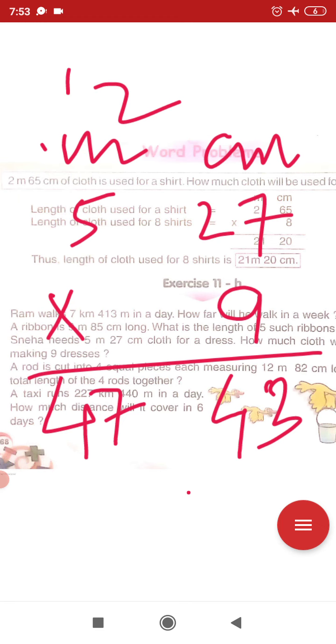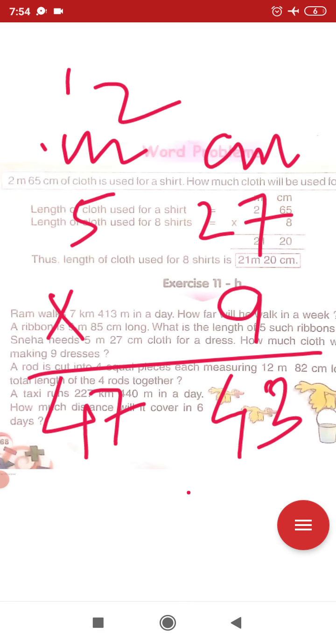This is the length of cloth that will be required for making 9 dresses. For making 9 dresses, Sneha needs this measurement. Okay, this measurement of length, 47 meter 43 centimeter. Okay, now move on to the next question.